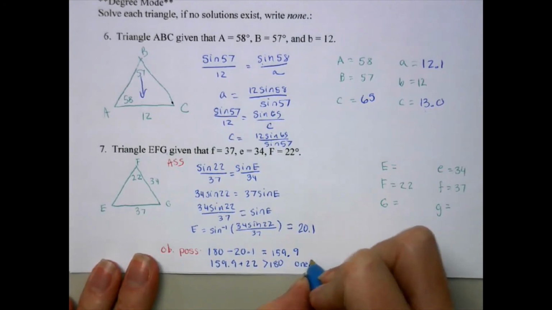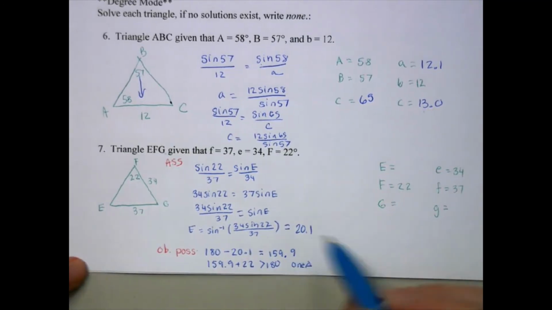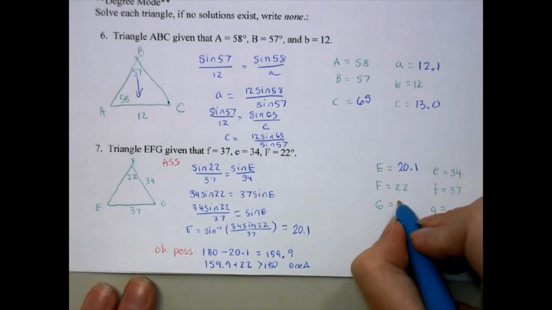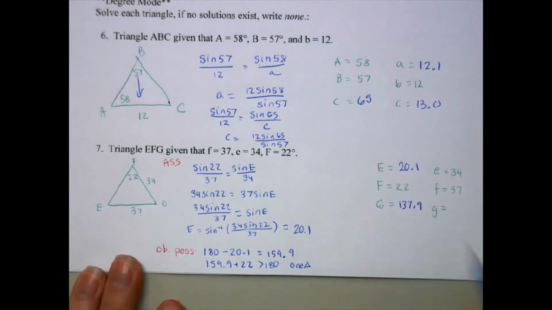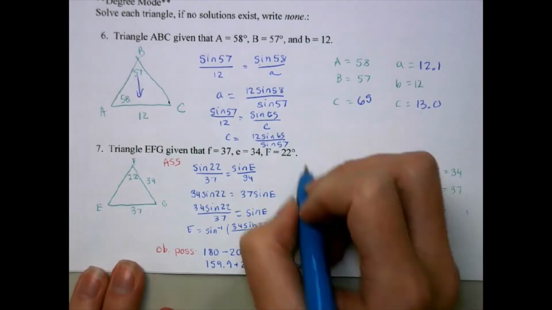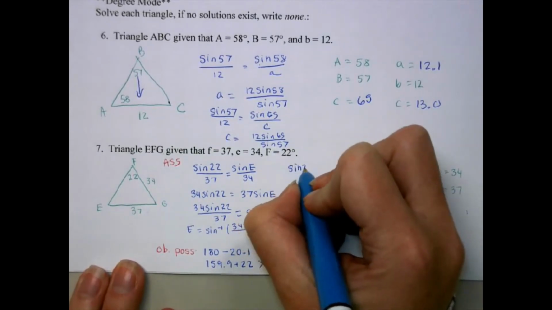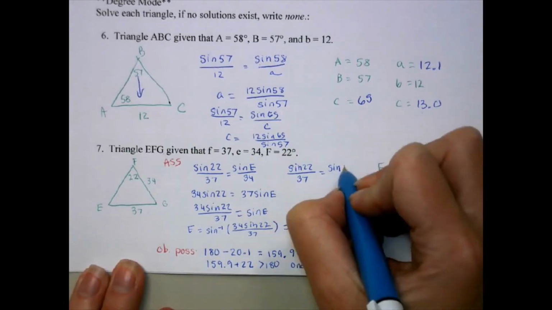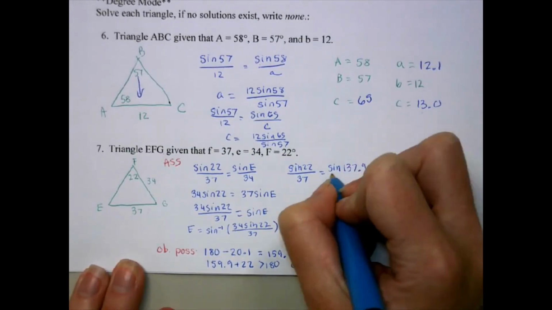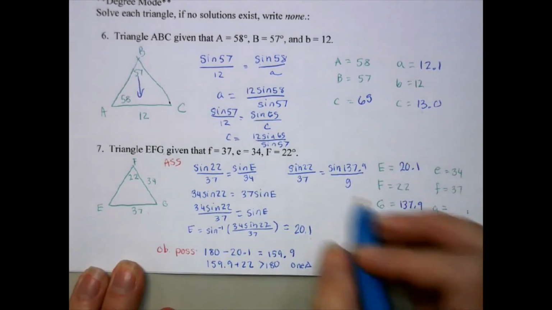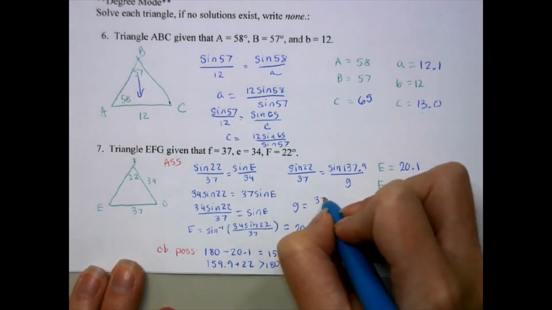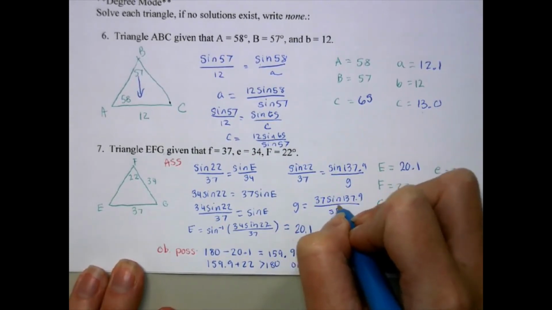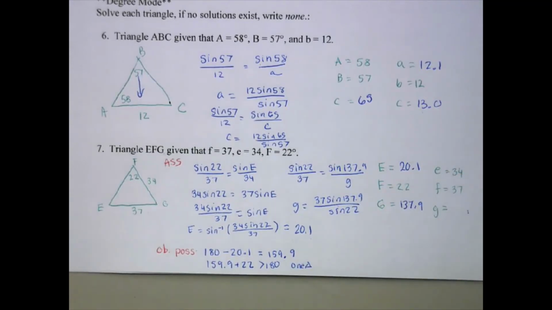Okay, so we found E is 20.1. If I subtract from 180, G is going to be 137.9. Then we just have to find the last side using the law of sines. So when we cross multiply and solve, okay, we get that. And in the calculator, which is in degree mode, we get 66.2.